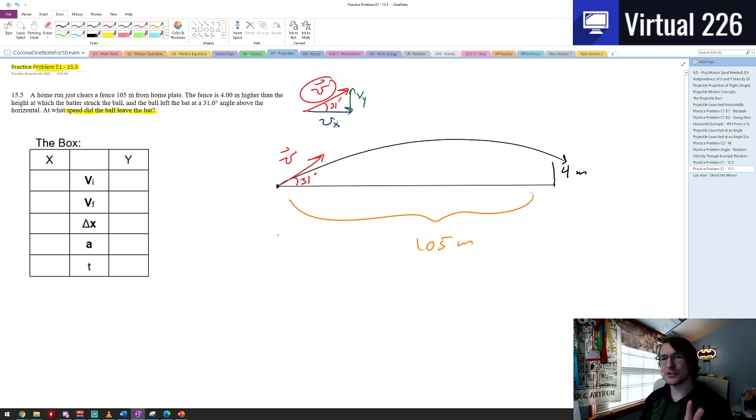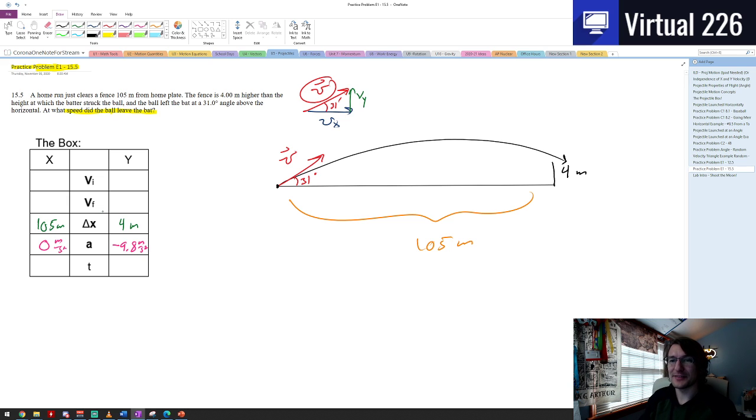So let's just start with our roots and fill in what we can on the box. Here's what I know. Once the ball's hit, it's not going to speed up in the X direction. We're going to imagine air resistance isn't a thing, so the acceleration is 0 meters per second squared. Gravity is going to pull it down, so that's negative 9.8 meters per second squared. What else do we know? The ball has traveled 105 meters away from the plate, and it's gone up by 4 meters. And that's all we know.